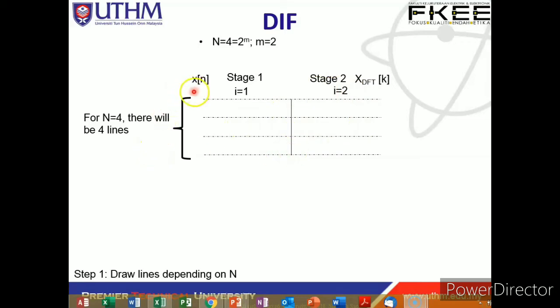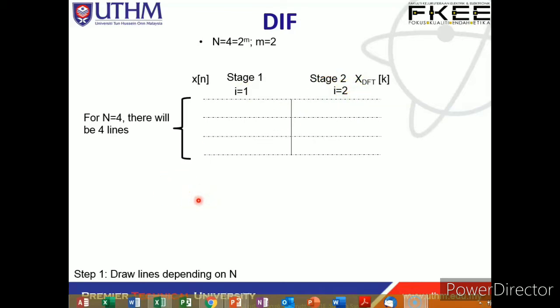Next is we do the labels. The left side will always be the discrete signal, and the right side will always be labeled as the discrete Fourier transform, DFT. Next, you label the I equals 1, I equals 2.